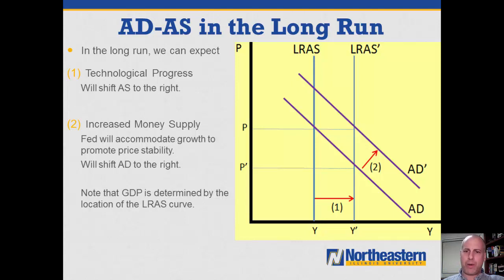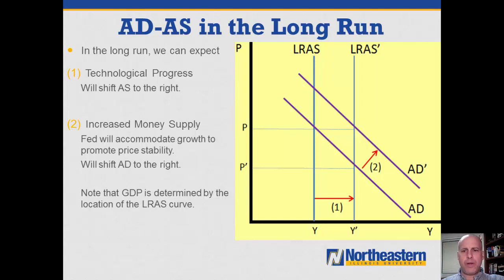So technological progress increases the capacity of the economy and boosts the long-run aggregate supply curve from Y to Y prime, while the Fed works to keep price stability to boost aggregate demand to AD prime, and accommodate this new level of productivity and maintain stable prices.